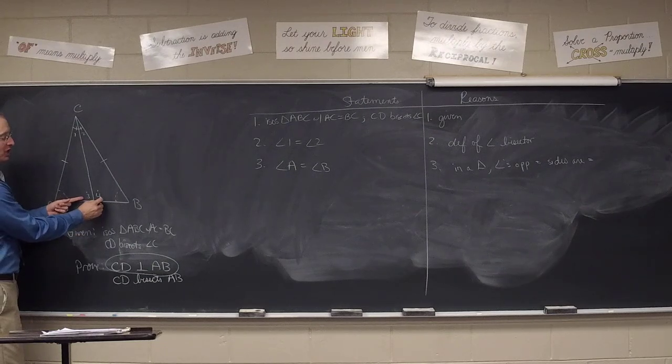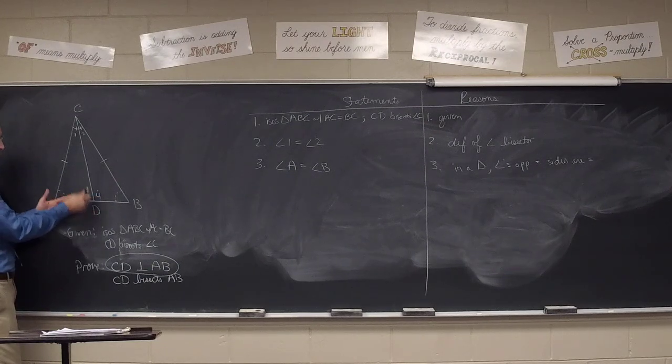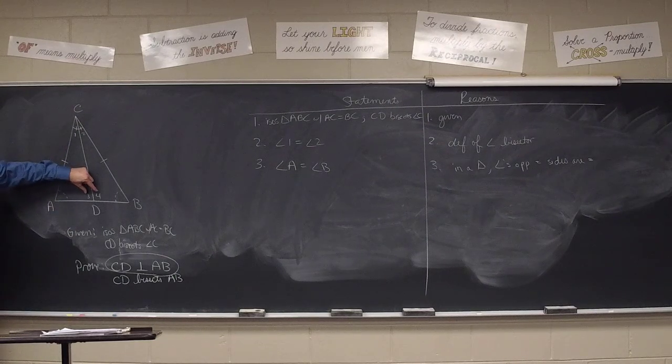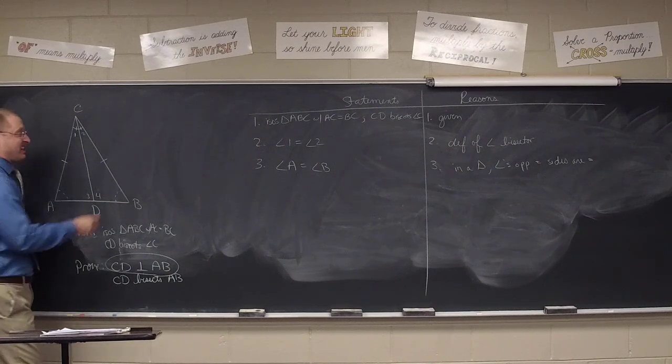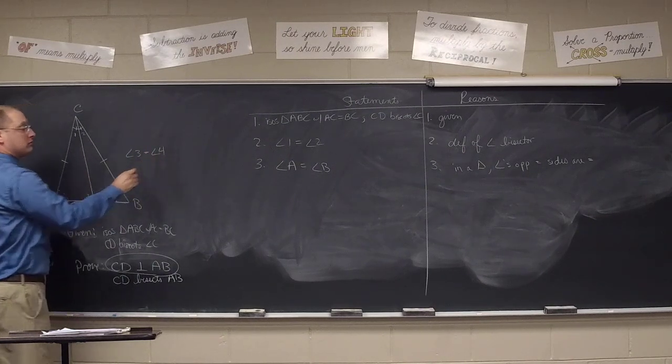Now I have two adjacent angles, right? They have a common vertex at D, they have a common side between them. There are two straight lines meeting, but these would have to be equal to each other. So follow the logic here. If these angles are equal, then they are right angles. And if they are right angles, then CD is perpendicular. Does that make sense? So really what I need is to find a way to say that angle 3 equals angle 4, don't I?